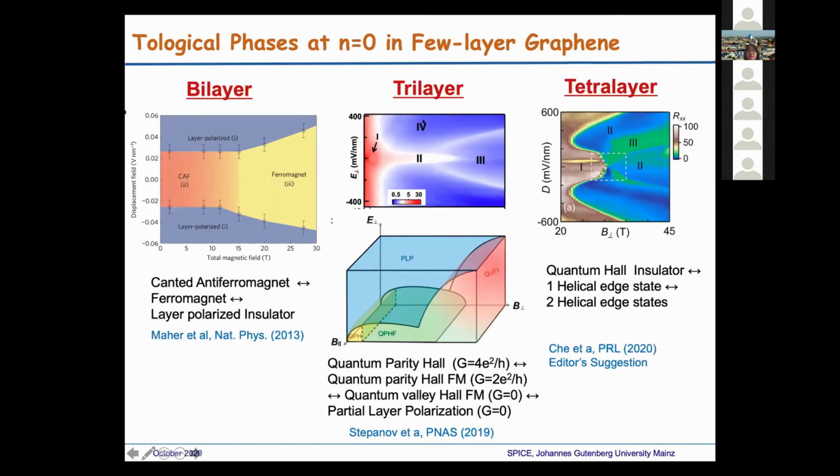And phase 4 is a layer polarized insulator, and phase 3 is what we call a quantum valley Hall ferromagnet. So in tetralayer graphene, now okay, the phase diagram is different. So you can see every time we go to thicker graphene, we get some interesting result. So here we start out with an insulator, which is phase 1, and then we have this kind of non-monotonic dependence on the out-of-plane electric field and magnetic field.